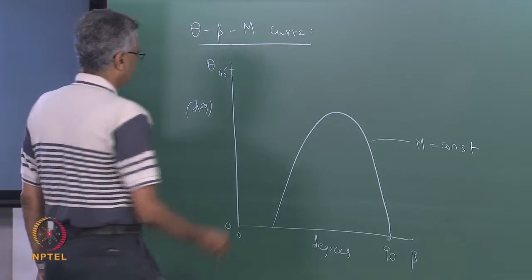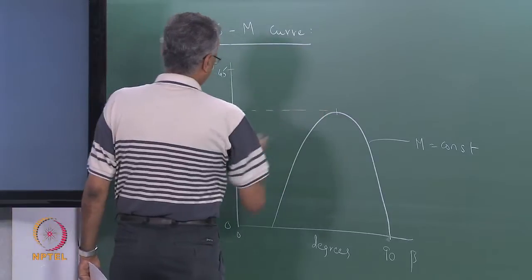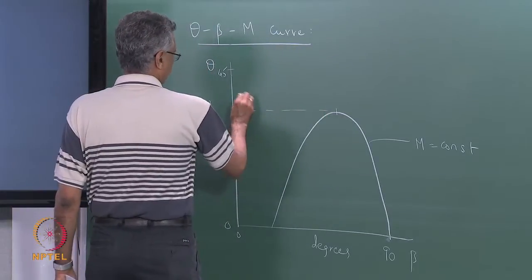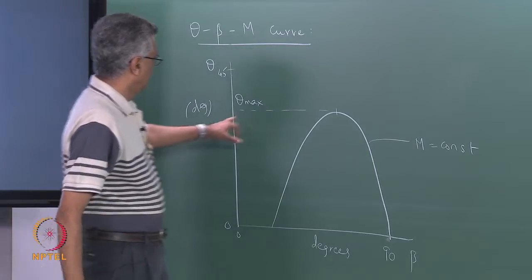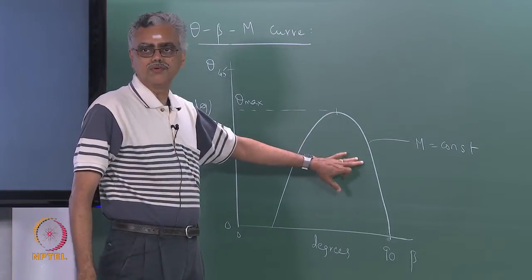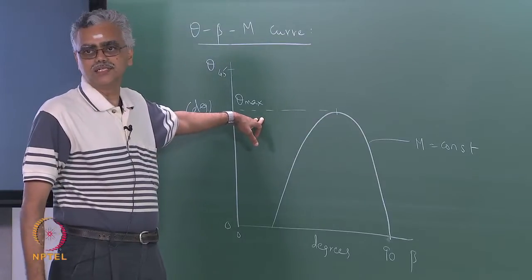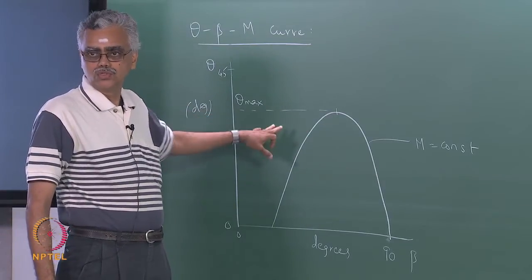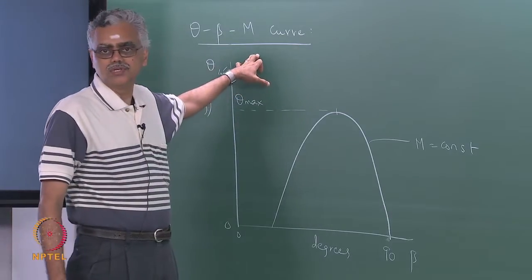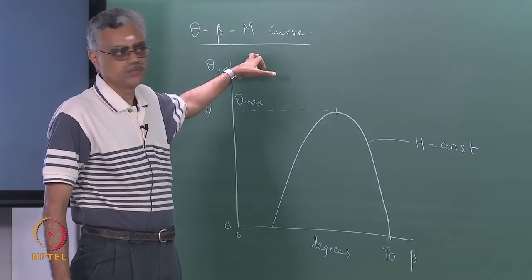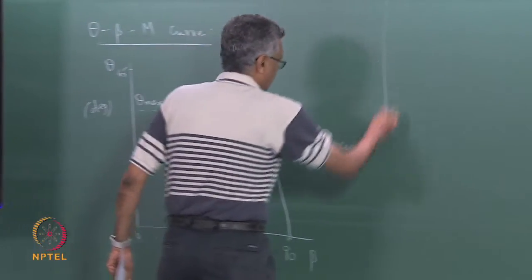The first thing that you notice is that there is a value theta max for the given Mach number. So, for a given Mach number, what this says is that if the flow deflection angle is greater than theta max, then a solution for the theta-beta-M equation is not possible. Okay. So, what this actually is telling me is the following.